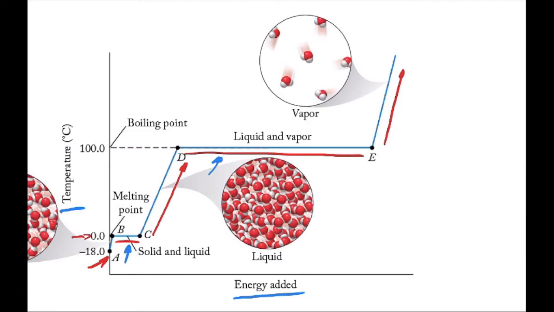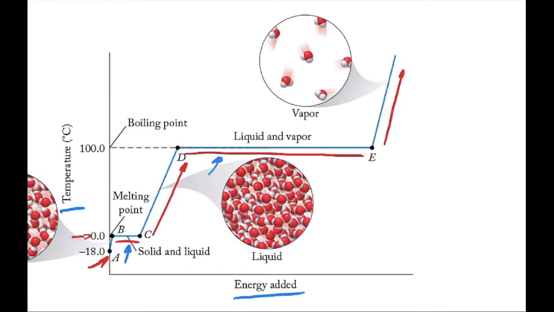Notice that one is quite a bit larger than the other, which matches with what we've seen from the previous table, right? Delta H of fusion is a smaller number than the delta H of vaporization, meaning that it takes less energy to melt the ice than it does to turn the water into a gas.